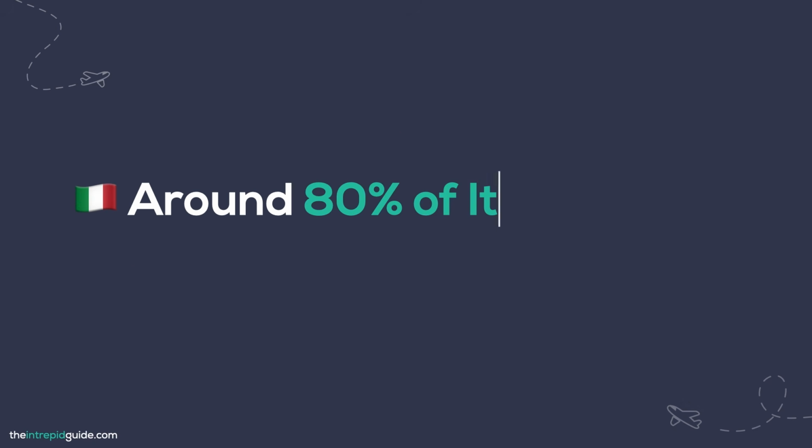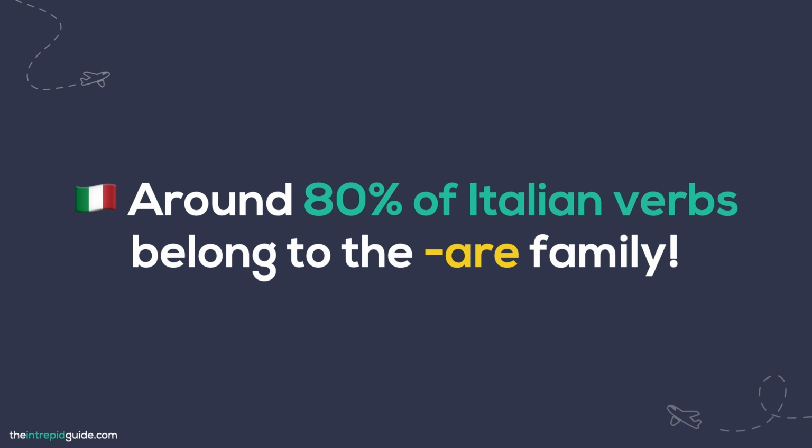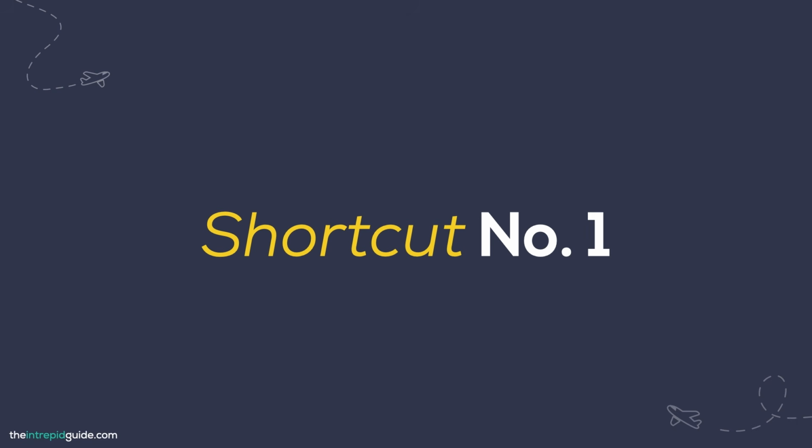Now, around 80% of all Italian verbs are from the ARE family. However, these 7 shortcuts that you're about to see work for all 3 verb families, and I'll show you exactly how to adapt each one as we go. Now, here's why this matters. The verb family decides which endings the verb takes. Now, that's the foundation. Let's build on it, starting with the first shortcut.